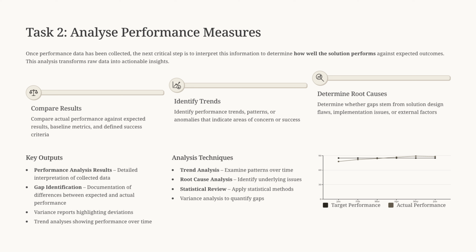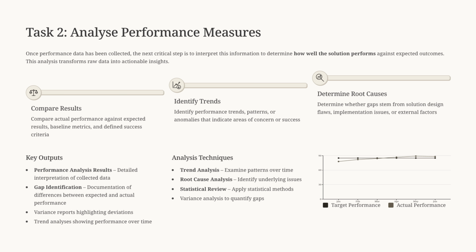As you can see on this slide, once we've gathered performance data, the next step is to analyze it. Think of this as turning raw data into meaningful insight. We start by comparing results. We look at actual performance versus expected outcomes or baseline targets. This tells us whether we're on track or falling short.